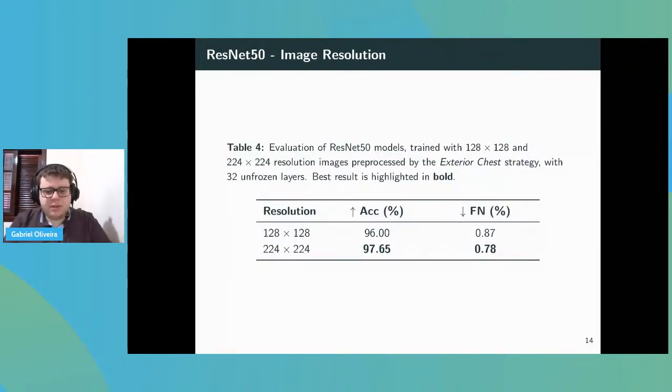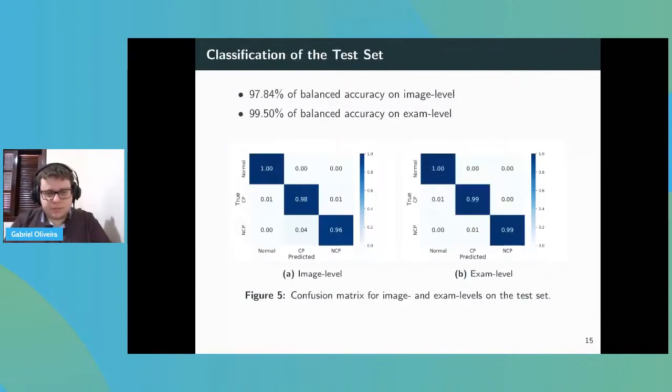There is a change in the resolution. Until now, we were using 128 by 128 image resolution, and then we applied 224 by 224 resolution. And with this higher resolution, considering the exterior chest and the ResNet with 32 unfrozen layers, our model achieved a higher balanced accuracy and a lower false negative rate for COVID-19. So with that, we select this as the best architecture. In this experiment, we use the validation set to find the best configuration of ResNet 50 and the preprocessing techniques.